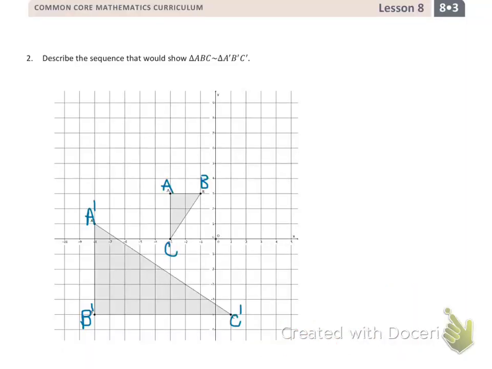Okay, now look at exercise 2. Try it on your own and then pause the video and come back and we'll work through it together and see how you did. Okay, so this one is asking us to describe a sequence. Remember, it's going to be a dilation followed by a congruence that would show triangle ABC similar to A prime, B prime, C prime.